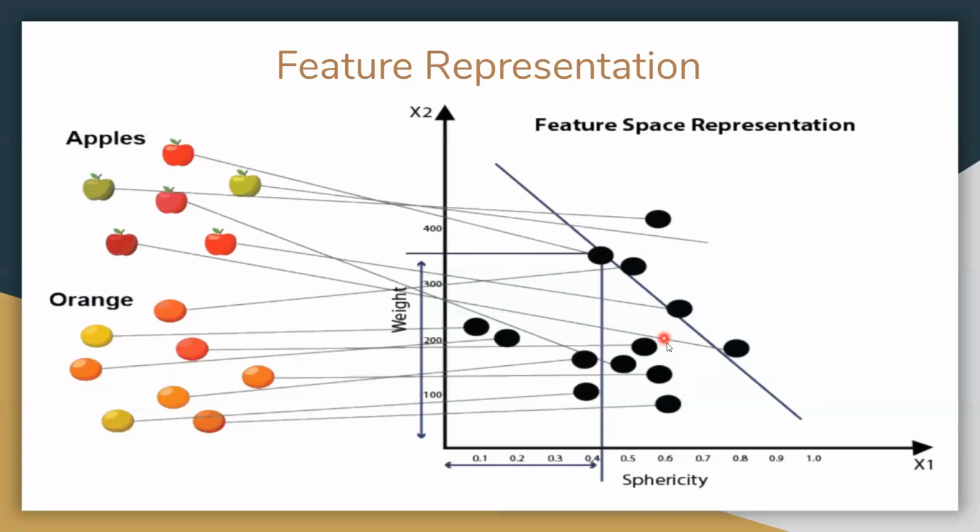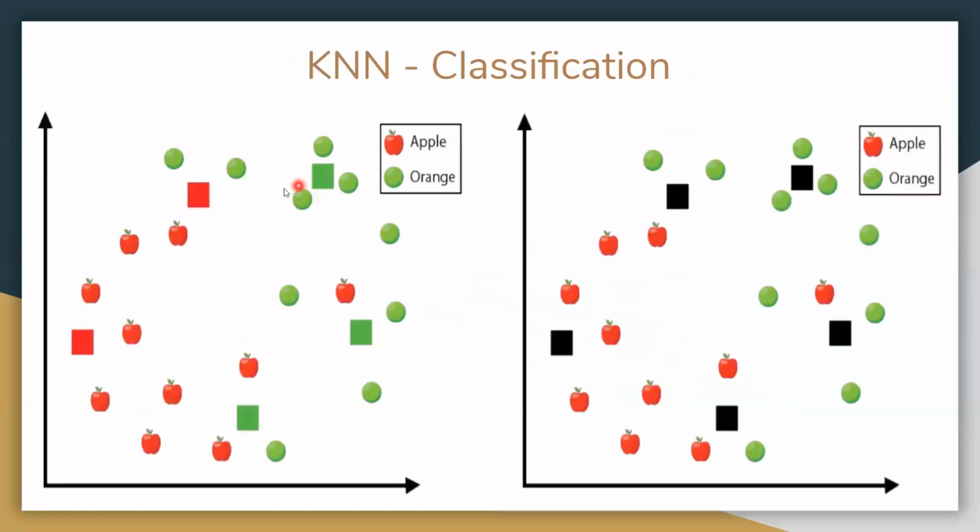You are going to classify this. This is another example. So what kind of classification algorithms can you use? A simple example we are taking is KNN, and KNN means K nearest neighbors.